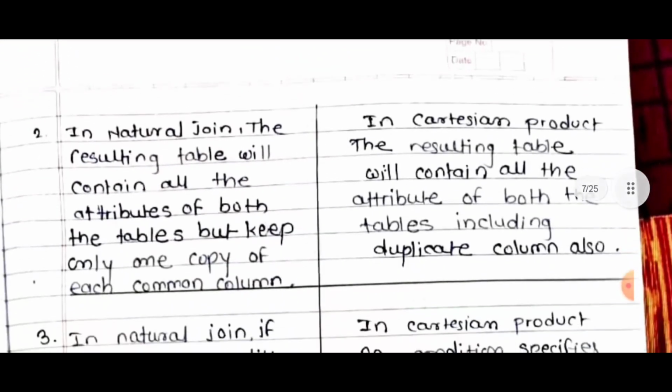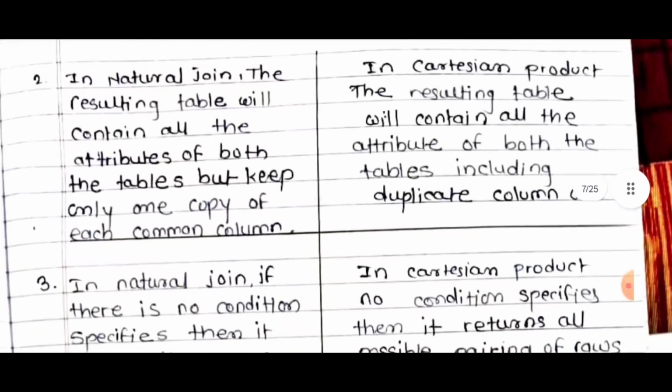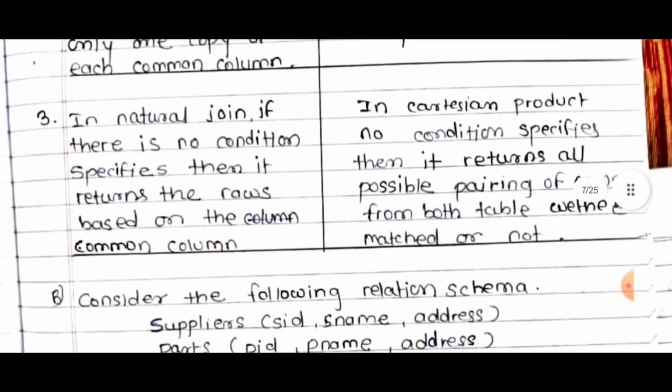In natural join, the resulting table will contain all the attributes of both the tables but keep only one copy of each column. In Cartesian product, the resulting table will contain all the attributes of both the tables including duplicate columns also. In natural join, if there is no condition specified, then it returns the rows based on the common columns. In Cartesian product, no condition is specified. It returns all possible pairings of rows from both tables, whether matched or not.